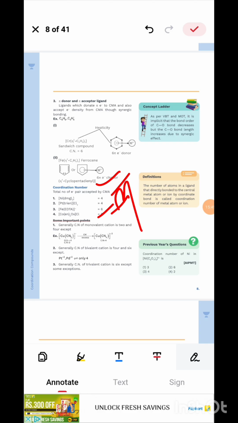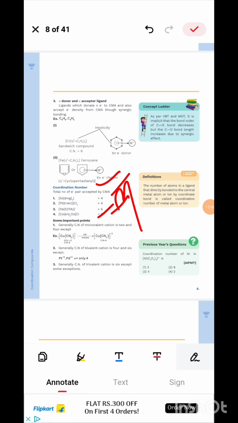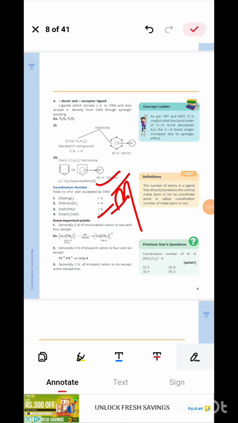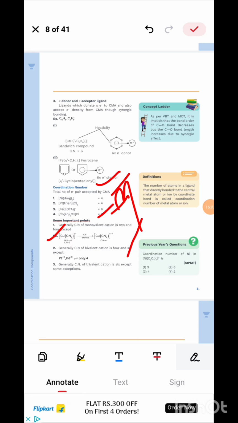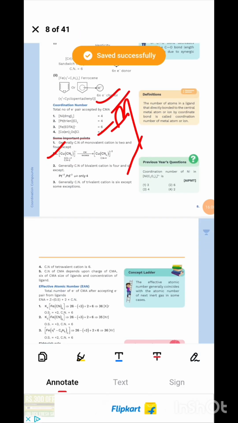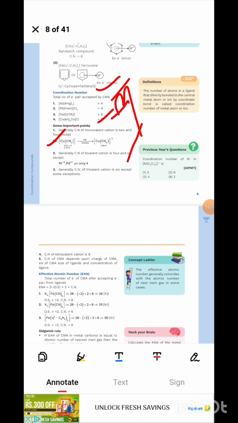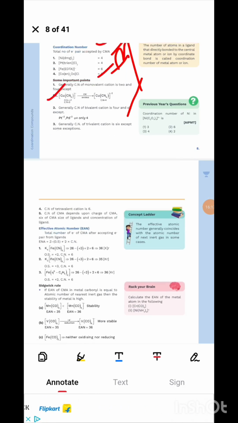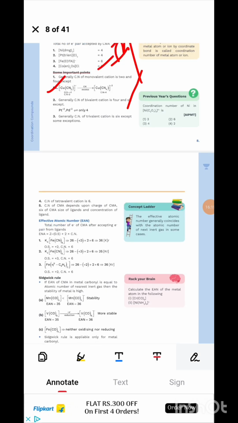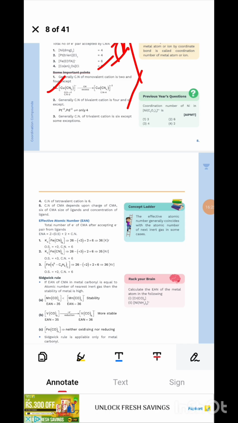And some important points: generally the coordination number of a monovalent cation is 2 and 4, except copper. Generally the coordination number of a bivalent cation is 4. Monovalent cation is 2 and 4. These are some tricks. Generally the coordination number of a trivalent cation is 6, with some exceptions. The coordination number of a tetravalent cation is 4. The coordination number of the CMA depends upon the charge of the CMA, the size of the ligand, and the concentration of the ligands.